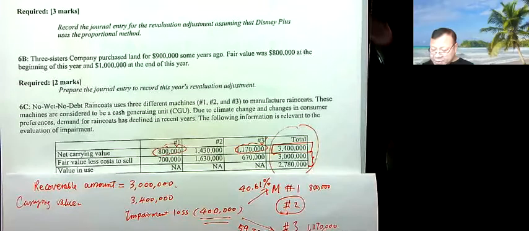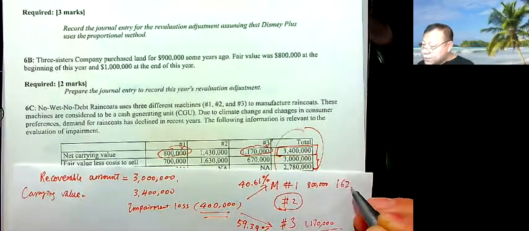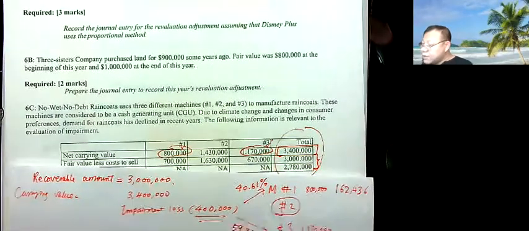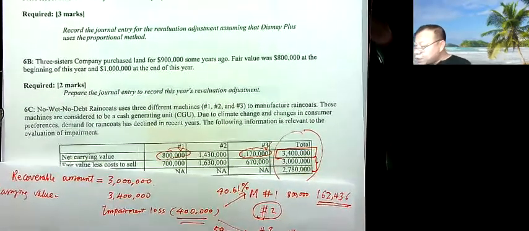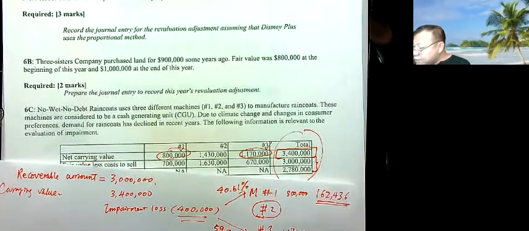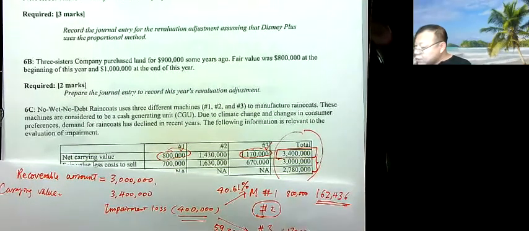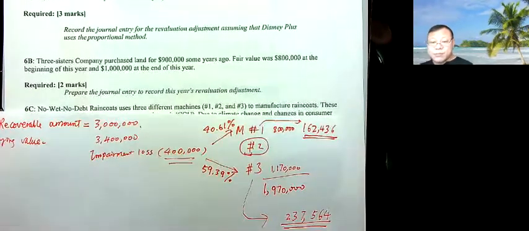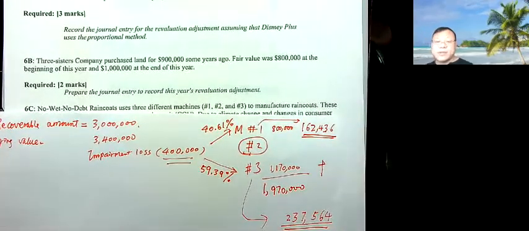So if I times 400,000, for this one I will allocate 162,436. Okay, so that's for machine 1, and the difference will go to machine 3. So that's 465,732. This is machine 3, and this is machine 1. And together will equal to 400,000. Okay.